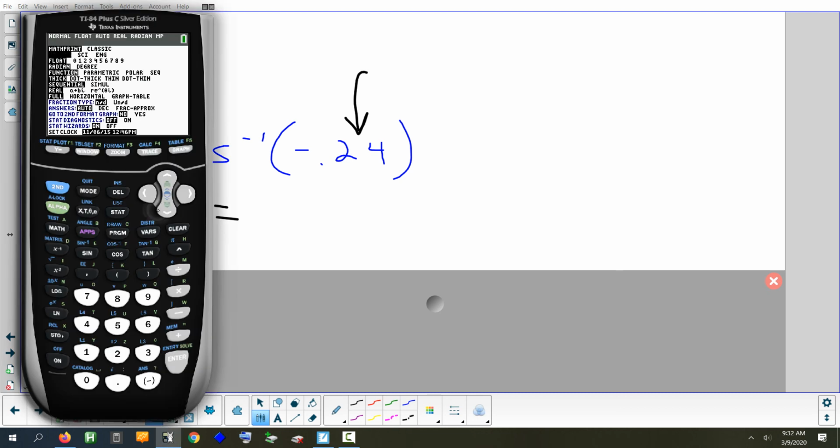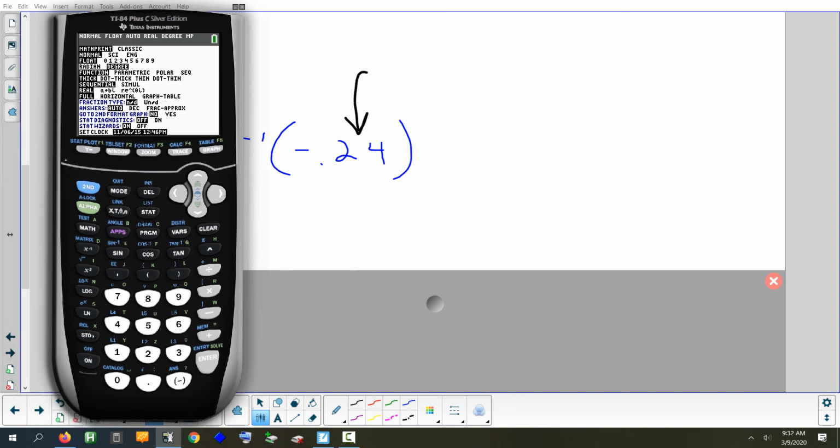So, mode, degrees, and second, inverse cosine, negative 0.24. And what'd you get when you typed that one in? Yeah. 103.89. Let's check it. Perfect. 103.89.